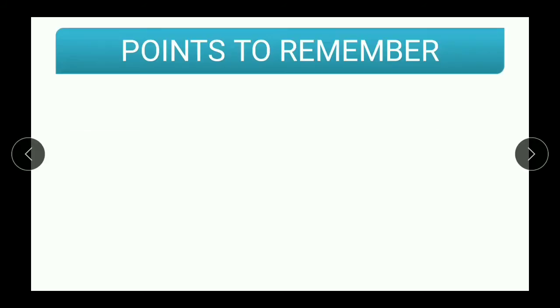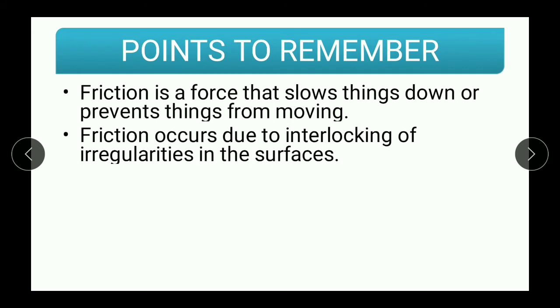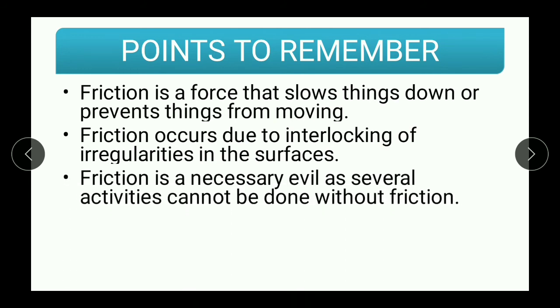Well, now let us see important points from the chapter. The first point is friction is a force that slows things down or prevents things from moving. So that's the definition of friction. Friction occurs due to interlocking of irregularities in the surfaces. Surface पे जो irregularity होते हैं ये एक दूसरे में अटक जाते हैं. Okay, and that's why friction is caused. The next point is friction is necessary as several activities cannot be done without friction.